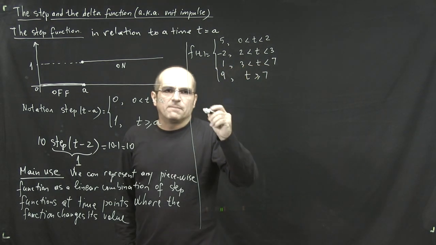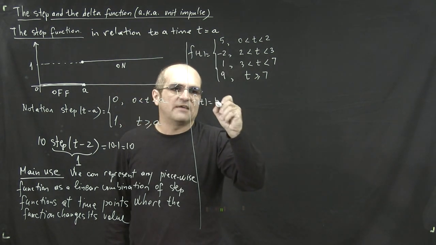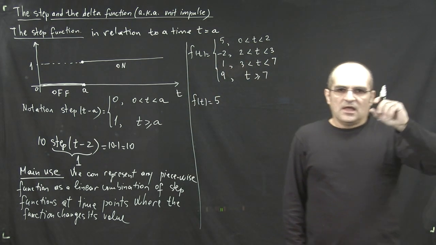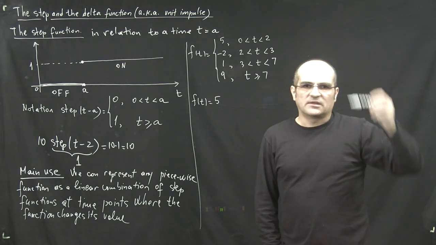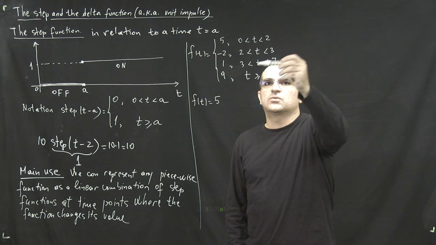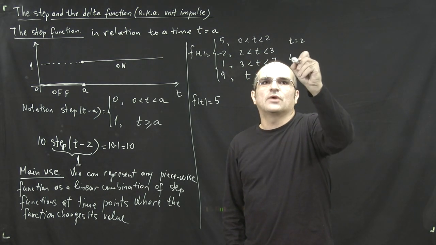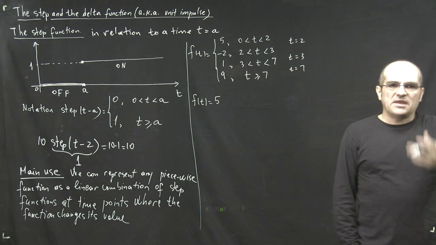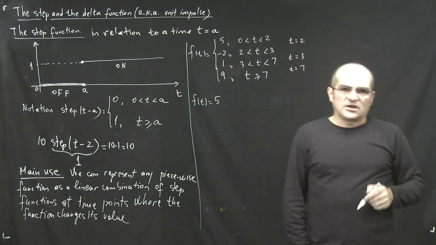So the main idea is to start with the first value of the function, 5. And pay attention here. Then you're going to write down as many step functions as the time points where the function changes its values. So how many times does the function change its value? It's once, twice, 3 times. So you start with 5, and at time t equal 2, you have some change in the value of the function. You need as many step functions at those points as the number of times the function changes.